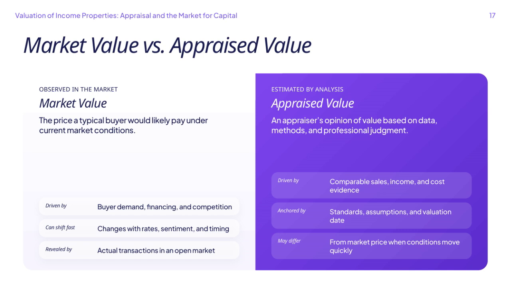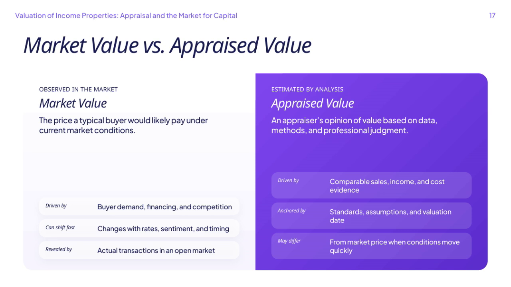On the other hand, appraised value is the appraiser's professional opinion, which relies on analyzing comparable sales, income potential, and the cost to replace the property. This appraisal follows established standards and assumptions and is anchored to a specific valuation date. Because it's an estimate based on data and judgment, the appraised value might not always match the market price, especially when market conditions are rapidly changing.